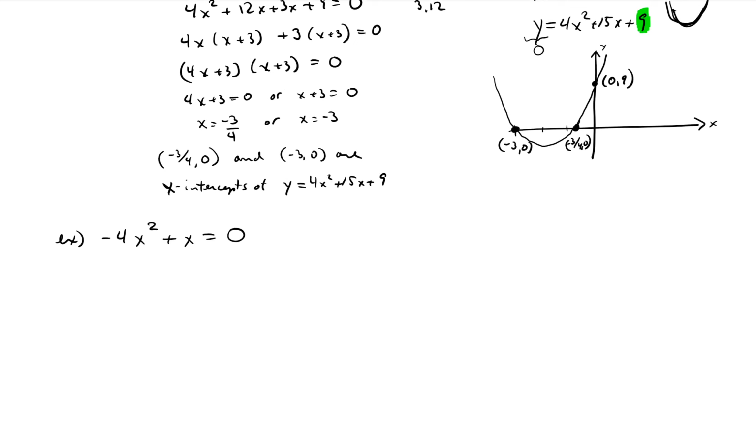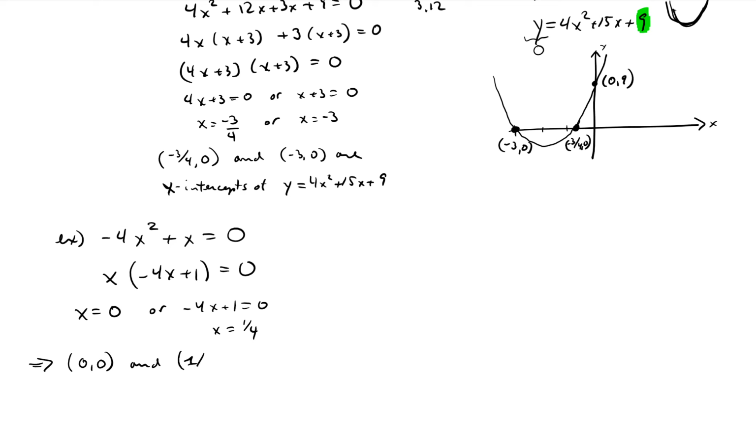But here, minus 4x squared and x, they have x in common. So I can take out the x. And now it's factored. I can use the zero product rule. So x is 0, or minus 4x plus 1 is 0, which means that x is 1/4. So that means that (0, 0) and (1/4, 0) are the x-intercepts of y equals minus 4x squared plus x.